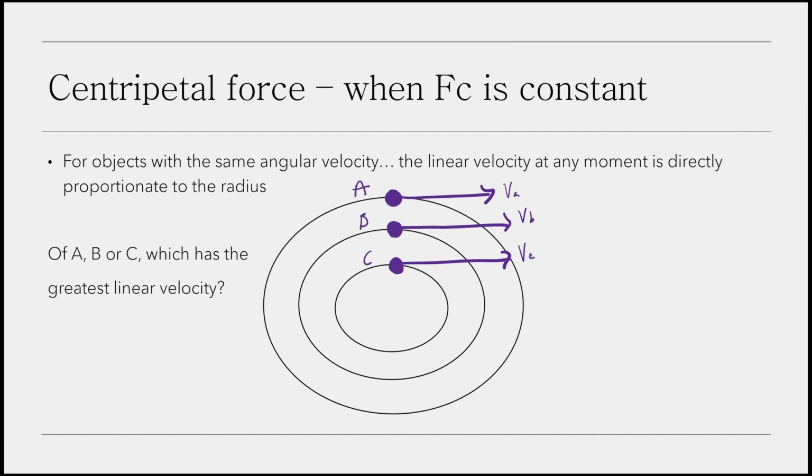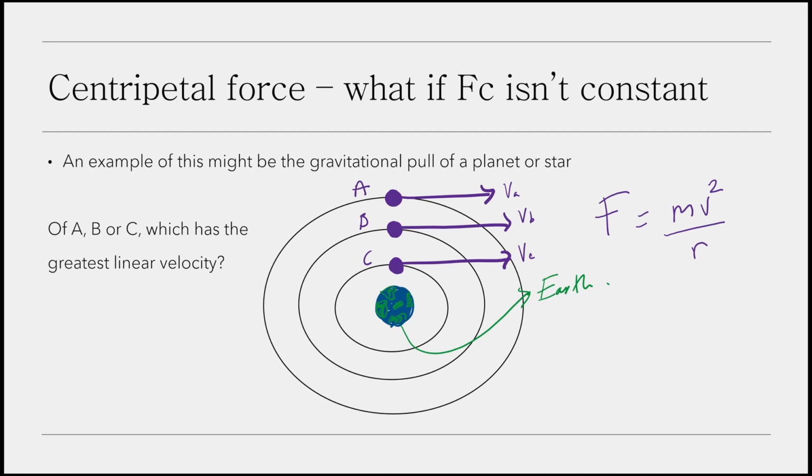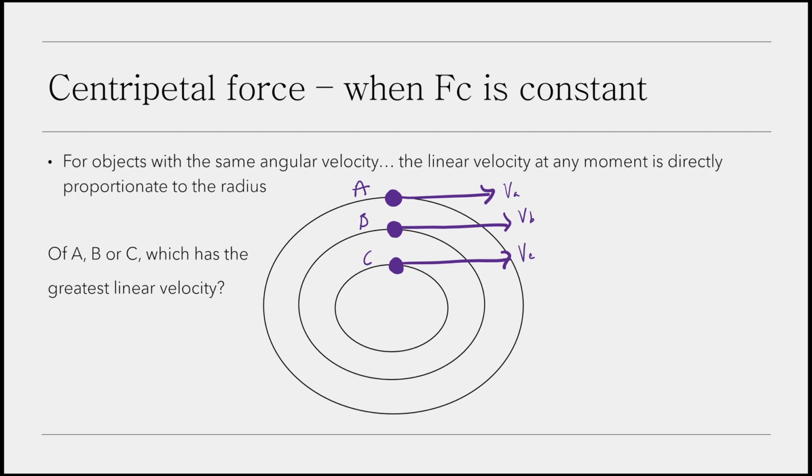It's also worth noting before we get on to the question that depending on the type of situation you're dealing with, provided that the centripetal force is constant, so if we were spinning a roulette wheel on Earth, for example, for objects that have the same angular velocity, so they're subtending that circle at the same rate, the linear velocity at any moment of that object is going to be directly proportional to the radius.